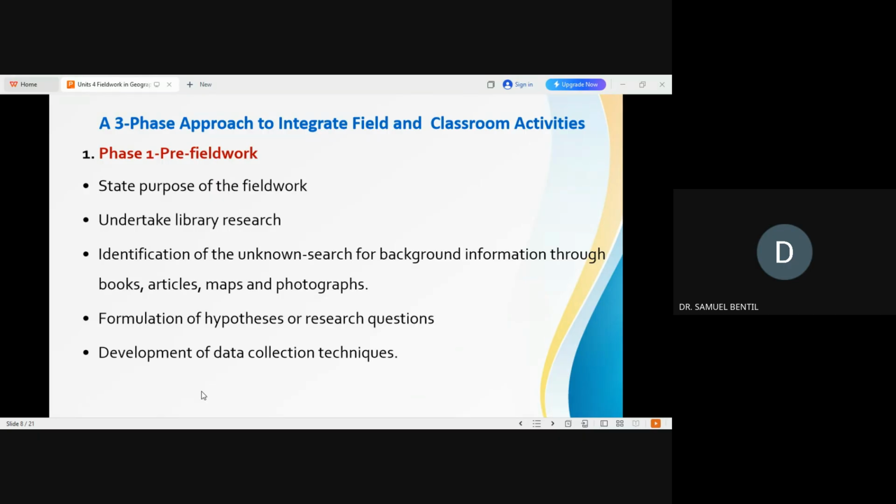Now let's look at a three-phase approach to integrate field work into your classroom activities. The first phase is the pre-field work activity. So if you're a teacher and you want to use field work in your classroom activity, these are things you have to do.